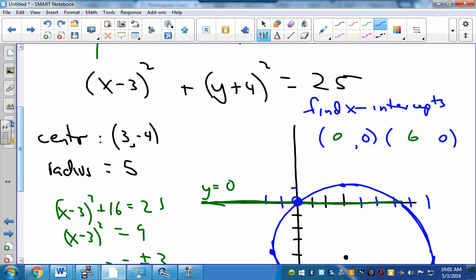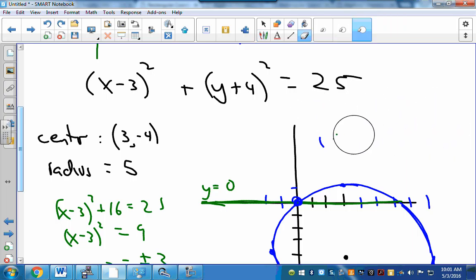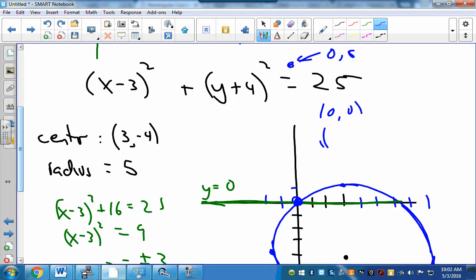Got it? Y-intercepts. Anybody? Yeah, we know one is 0, 0, obviously, because that's 0, 0, and the other one is 0, 8 up here. Is that the one you want? So maybe 0, negative 8.